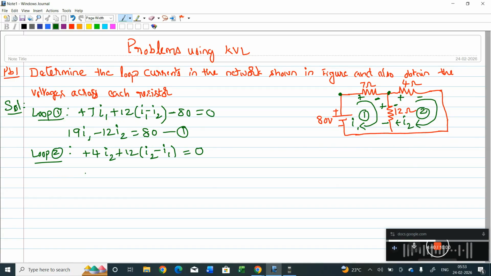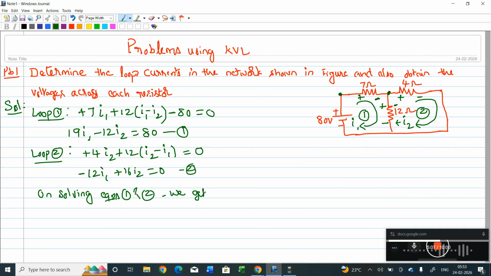And rearranging the I1 terms together and I2 terms together, we will get minus 12I1 plus 16I2 equal to 0. This is the loop 2 equation. So on solving equations 1 and 2, we get the values of I1 and I2, that is, the loop currents. Let's see how to solve.